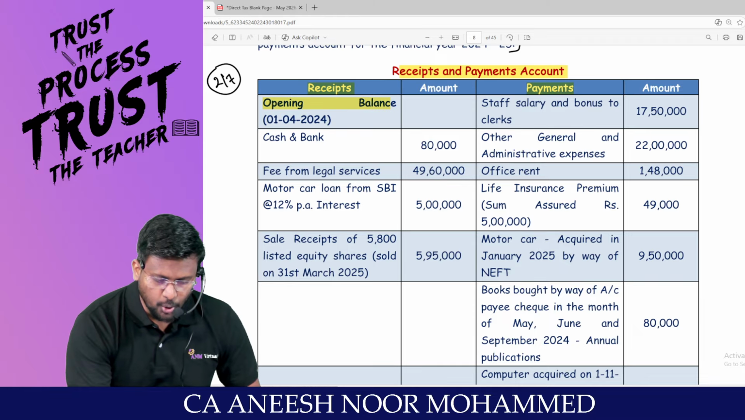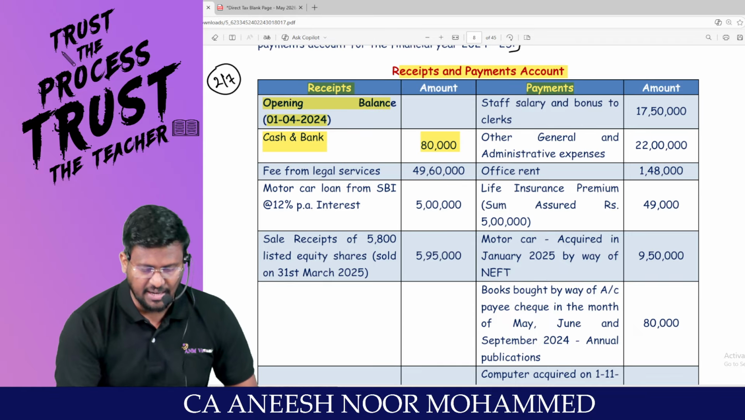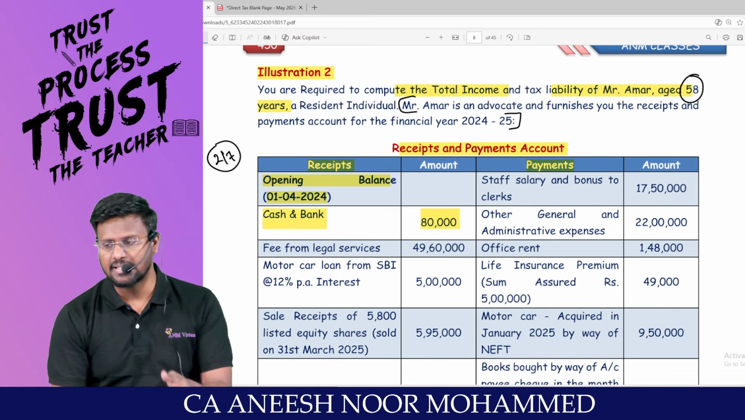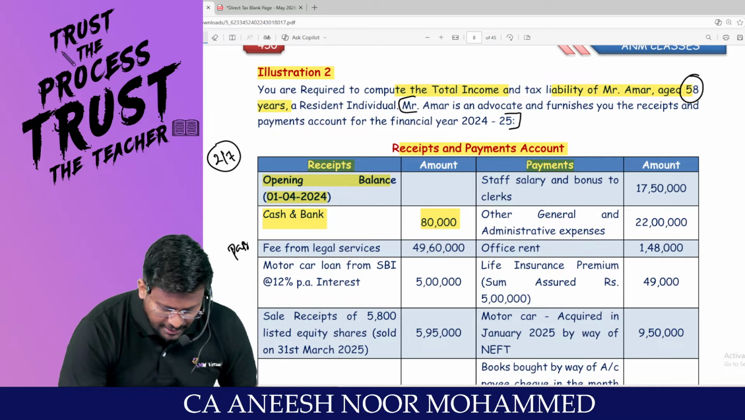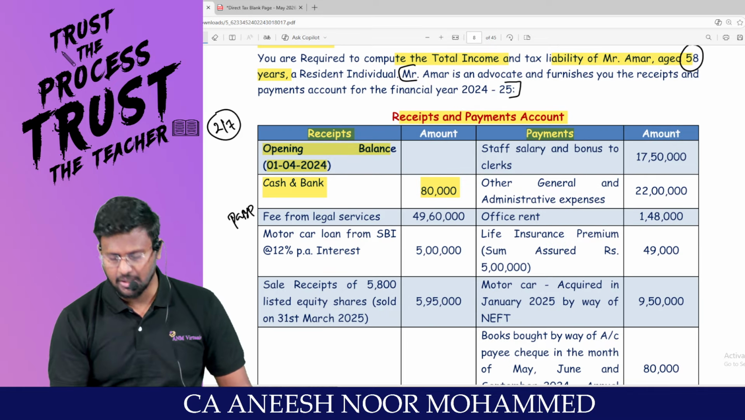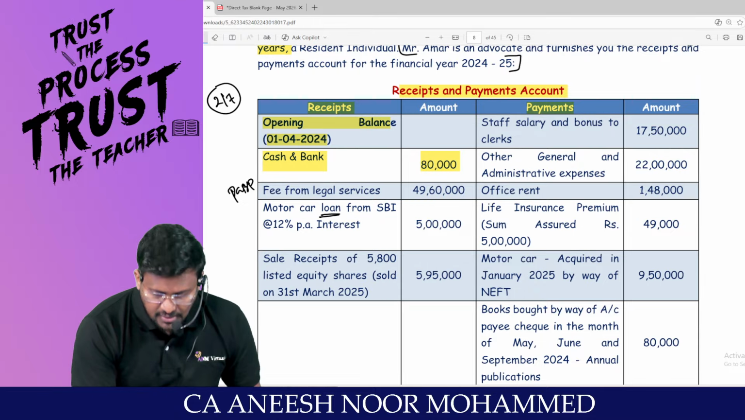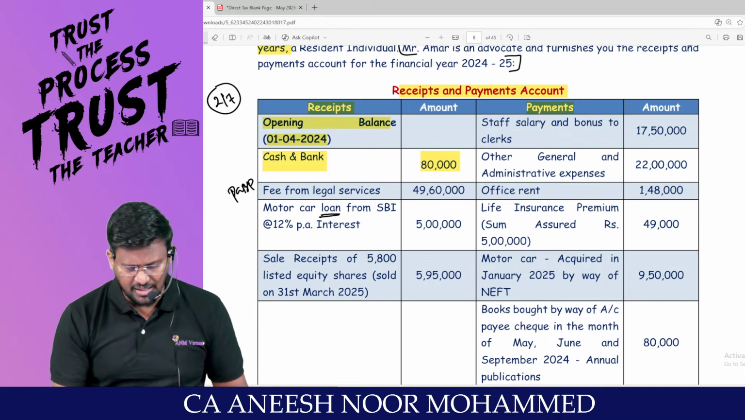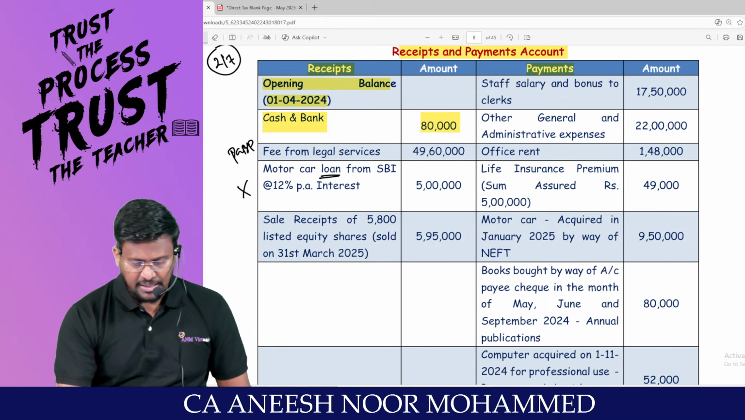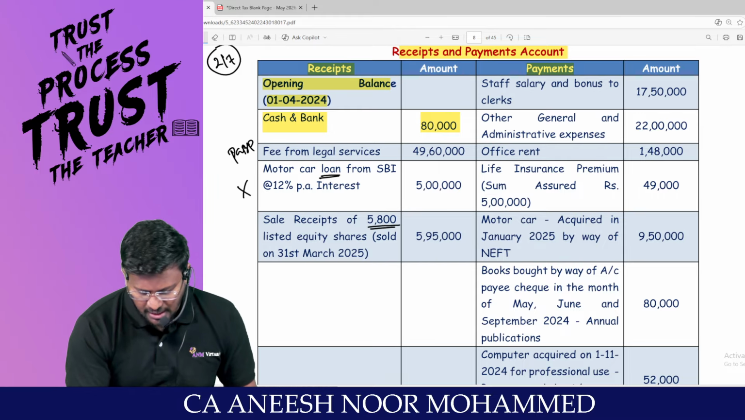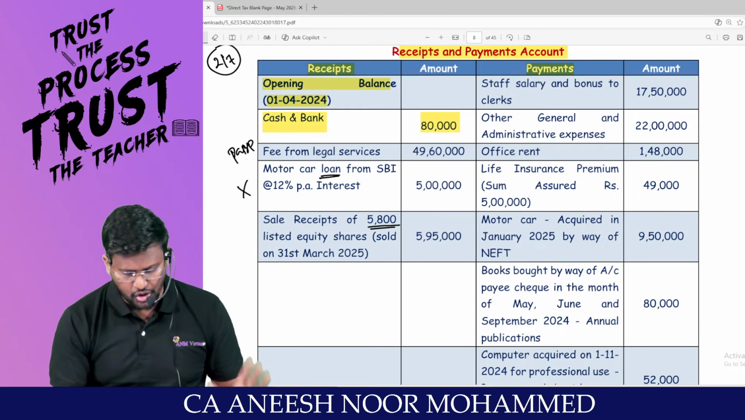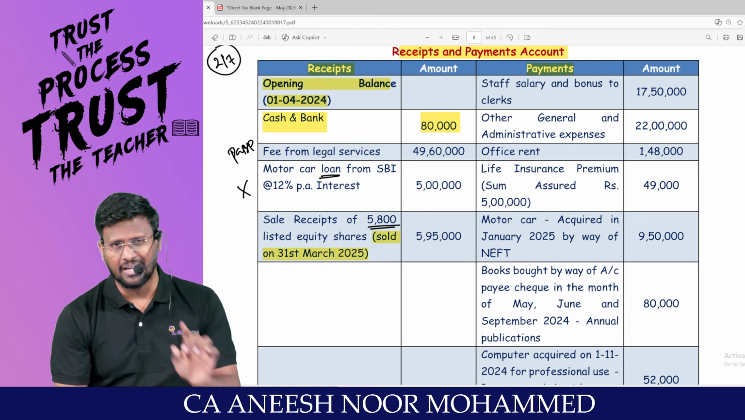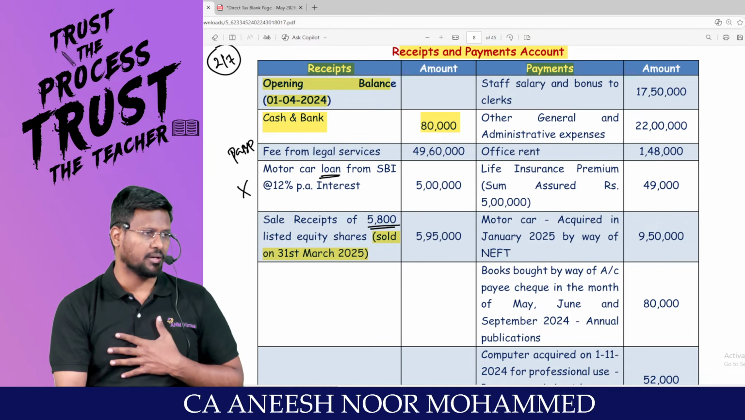Opening bank balance, put it in the dustbin because that's not an income, it's an asset. Fees from legal service: already said that this guy is an advocate, so this will be taxable under profits and gains of business or profession. Motor car loan. Sir, loan is not a revenue receipt. It's a capital receipt, so it will not be taxable at all. Sale proceeds of 5,800 listed equity shares sold on 31st March 2025. That date is very important for computation of capital gain.